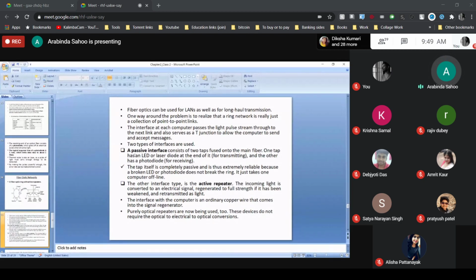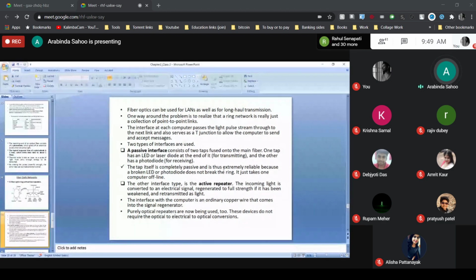A passive interface consists of two taps fused onto the main fiber. We will discuss this in the next section, so simply know what a passive interface is. One tap has an LED or laser diode at the end of it for transmitting, and the other has a photodiode for receiving. The tap itself is completely passive and is thus extremely reliable.